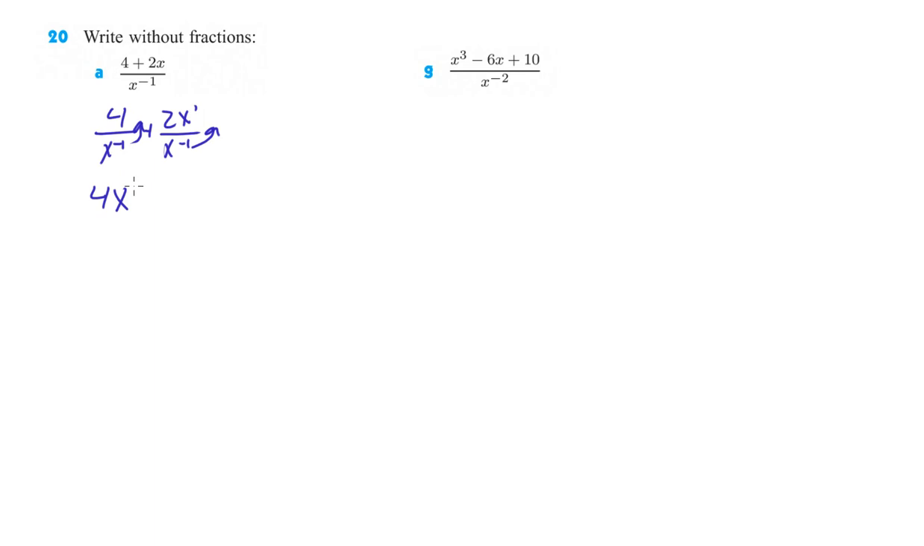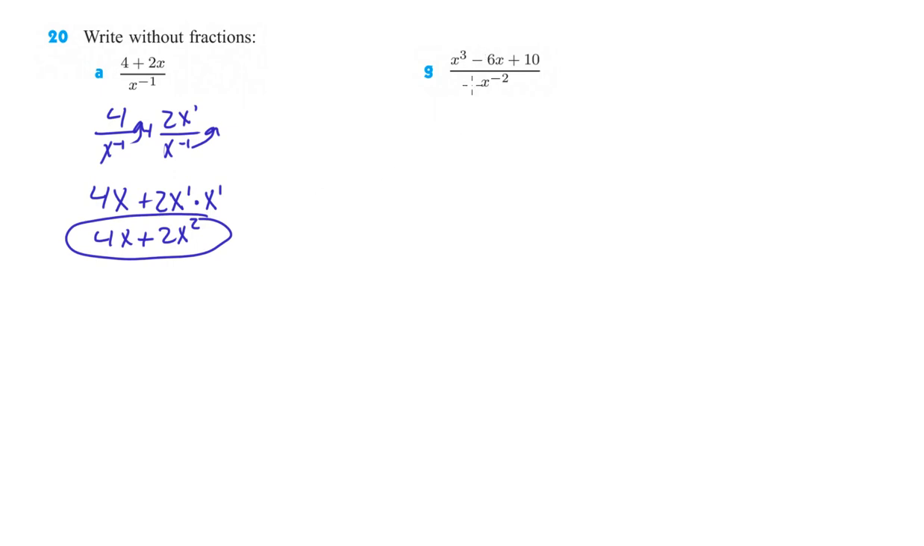It's going to be positive first on the x to the negative first on the bottom. It's going to be positive 1 on the top. So it's 4x to the first, or just 4x. And then this one here is going to be plus 2x to the first times another x to the first. So that's really going to be 4x plus 2x squared, because x times x is x squared.